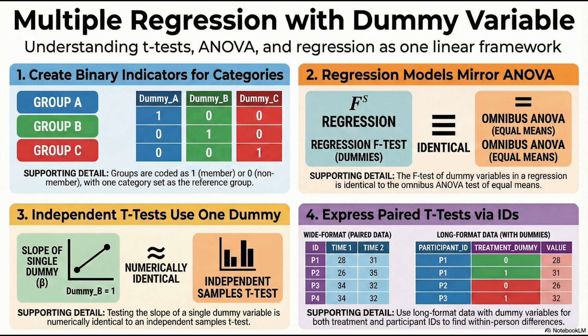In this sense, independent t-tests, paired t-tests, and ANOVA are all special cases of the same linear model. They differ mainly in how predictors are coded, but they share a common regression framework.